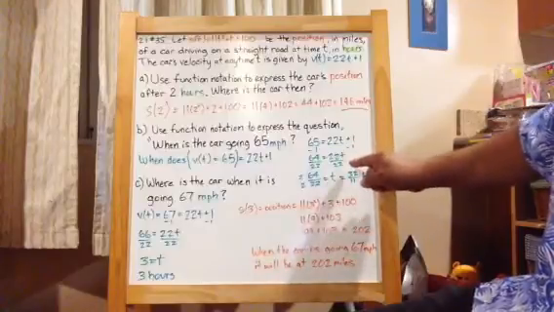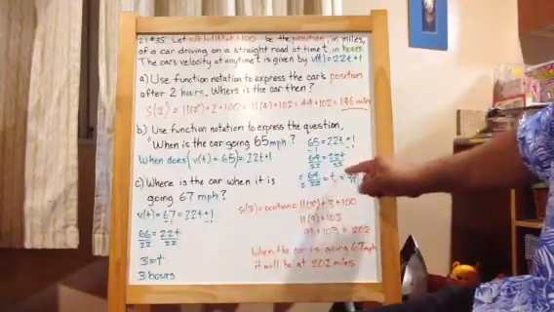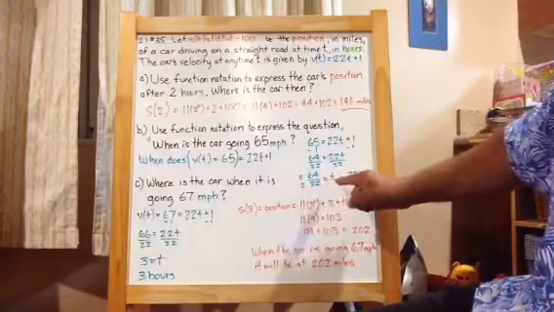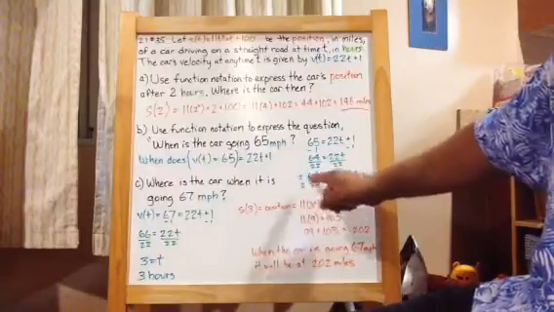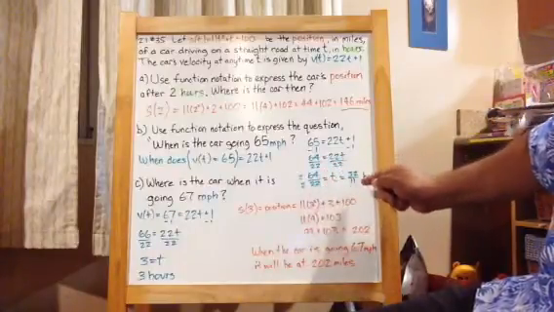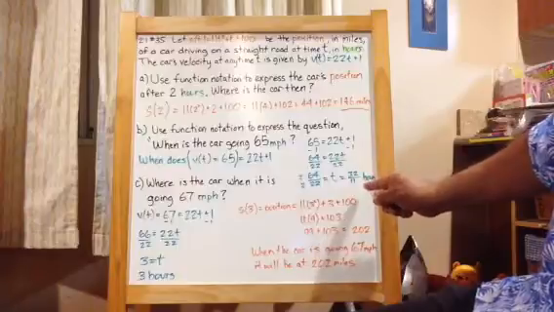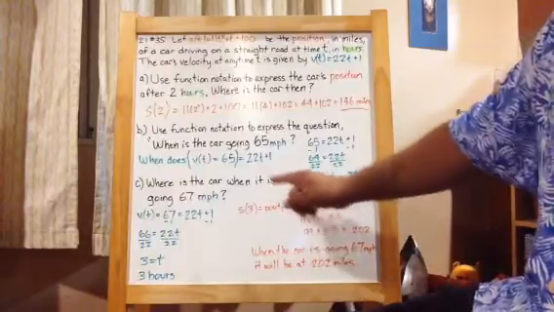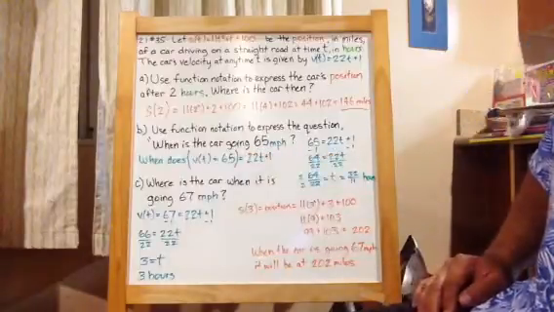To isolate the t, we divide both sides by 22, and what we get is 64 over 22 equals t. Well, we can divide both the numerator and denominator by 2, and what we get is 32/11 hours. After a little less than 3 hours, the car is going 65 miles per hour.